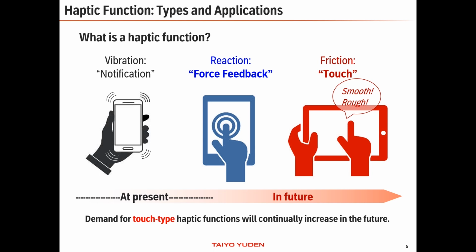Haptic functions are typically classified into notification by vibration, force feedback by reaction, and touch by friction. At present, notification and force feedback type haptic functions are implemented. In the future, touch type haptic functions will be in demand.